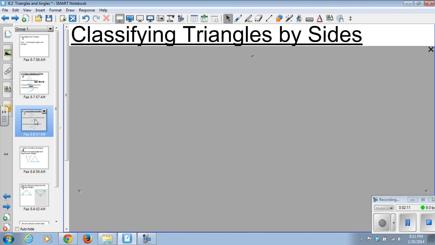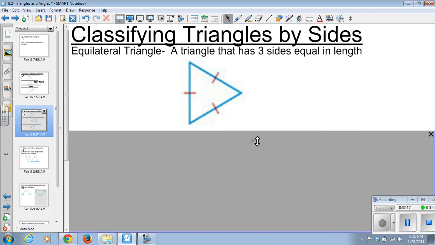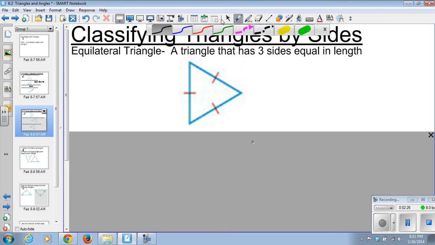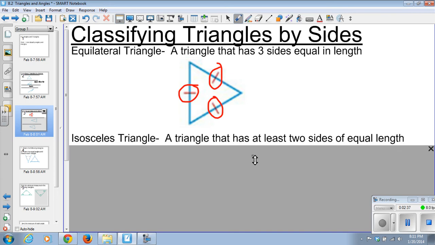We can also classify triangles by their sides. First, we have an equilateral triangle. This is a triangle that has three sides that are equal in length. Those little tick marks we see right here, the fact that they're all the same amount of tick marks, tells us the sides are equal. They're all the same length.